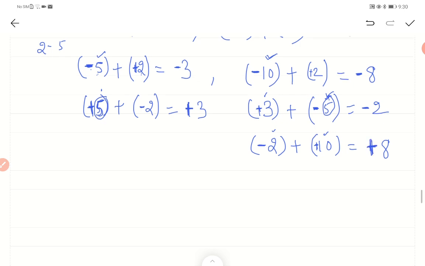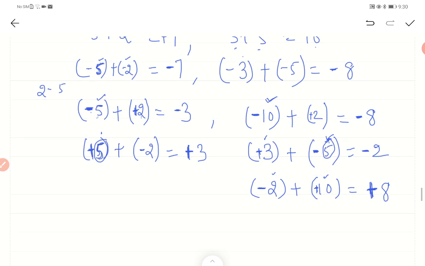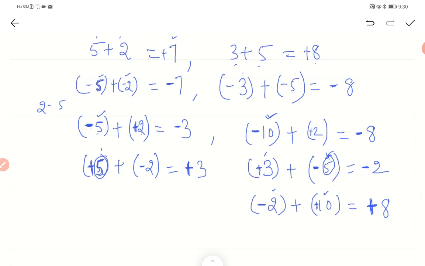Alright, I have taken all the combinations just to make you understand. Okay, just try to take these examples in your notebook and do them. And if you have any doubt, we can discuss it further in our Zoom meeting. You can clear your doubts in the Zoom live meeting.